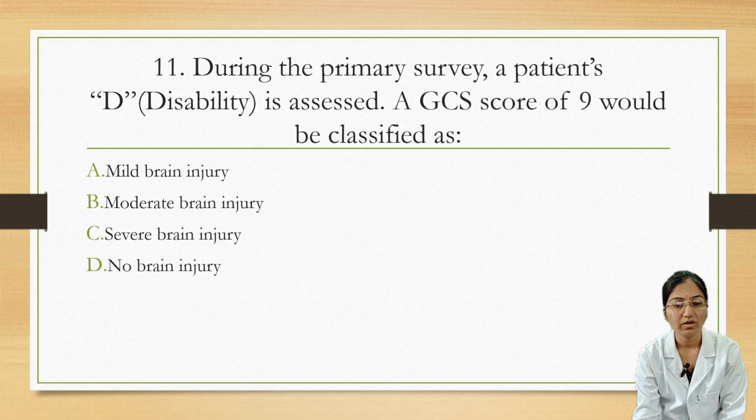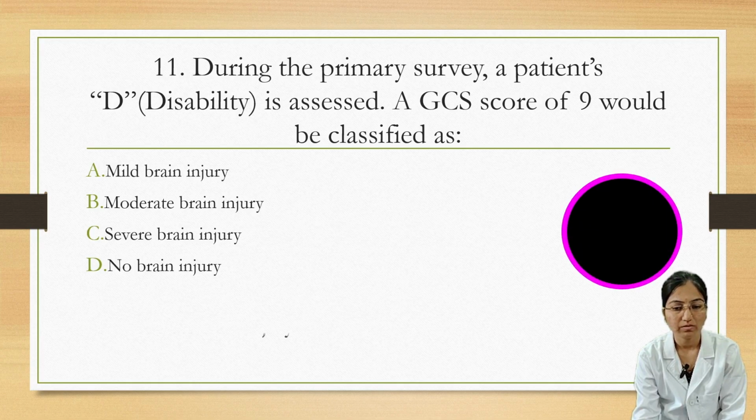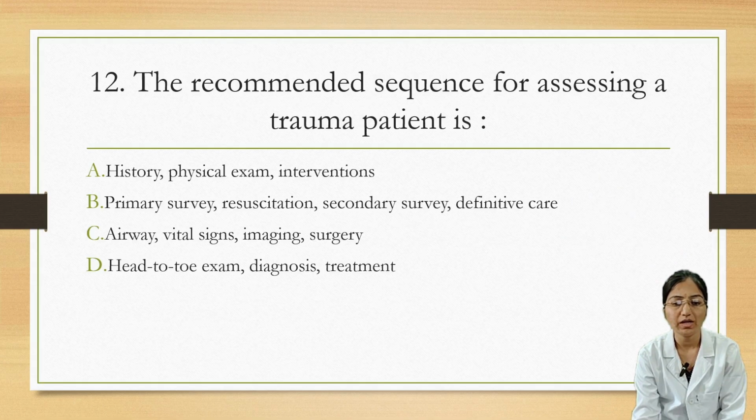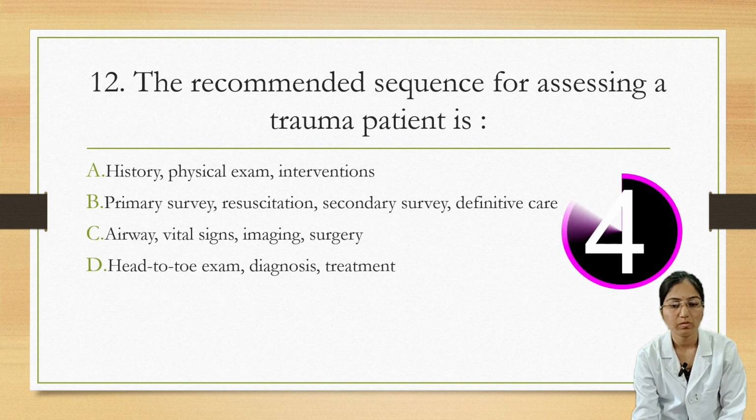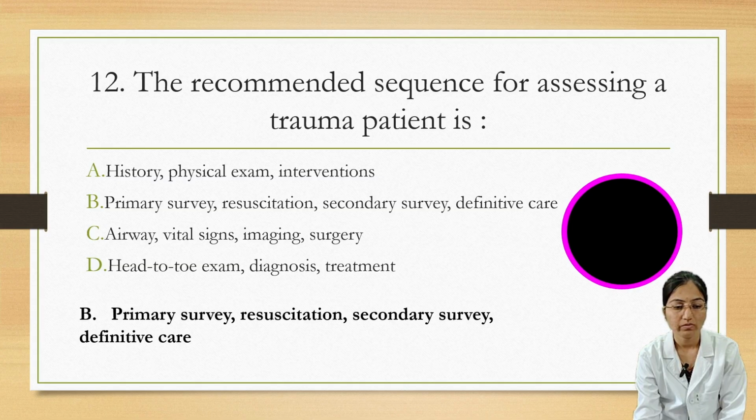Next question. During the primary survey, patient's D is assessed. A Glasgow Coma Scale score of 9 would be classified as moderate brain injury. Next question. The recommended sequence for assessing a trauma patient is primary survey, resuscitation, secondary survey, definitive care.